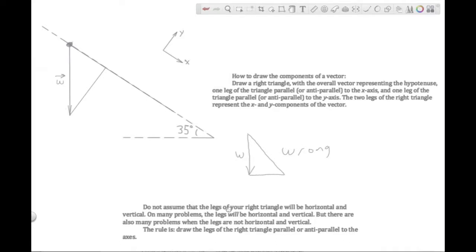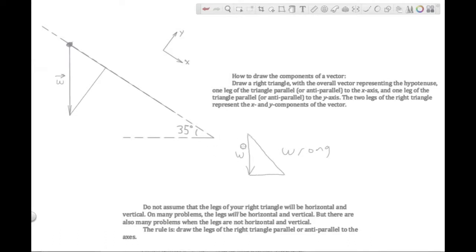Do not assume that the legs of your right triangle would be horizontal and vertical. That's the common student mistake. There are many problems where the legs will be horizontal and vertical, like the previous problems in this series. But there's also many problems, like an inclined plane problem usually, where the legs are not horizontal and vertical. So just use this rule. You should draw the legs of the right triangle parallel or anti-parallel to the axes. That's the rule that we applied in this case.